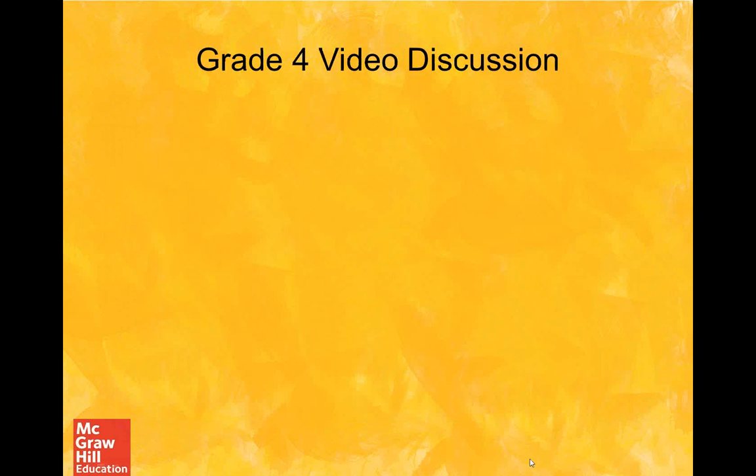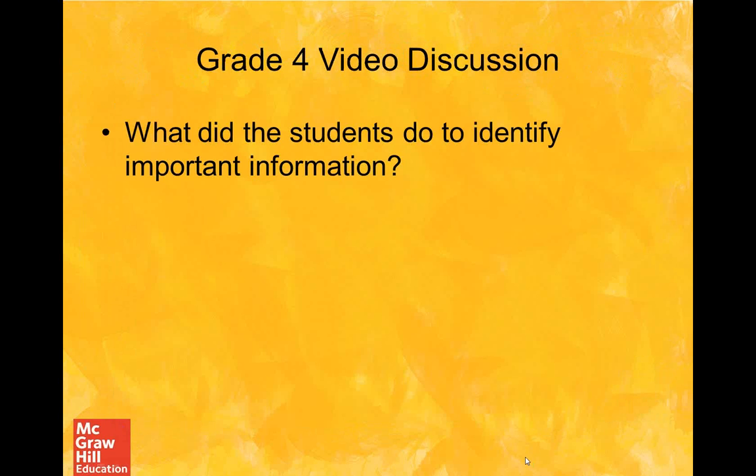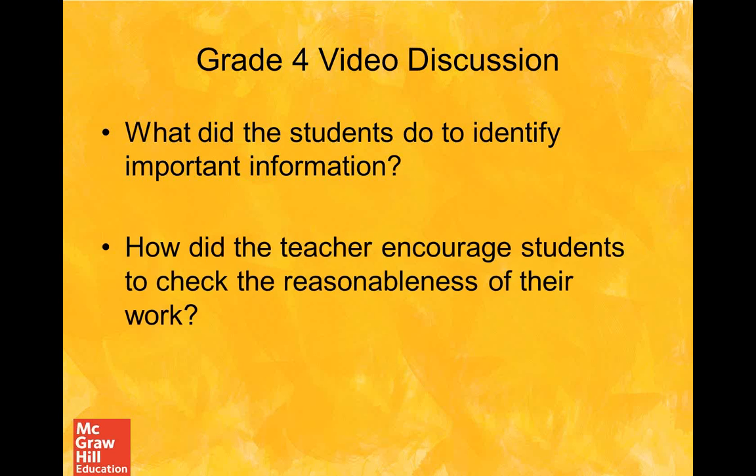So as we look at this example, think through what did the students do to identify the important information? What were the strategies or the techniques that the teacher was using to help them identify that important information? Circle, underline. All right, good, so that they identify what's needed. And then how did the teacher encourage the students to check the reasonableness of their work? You have to go back to look at the information to make sense of it.